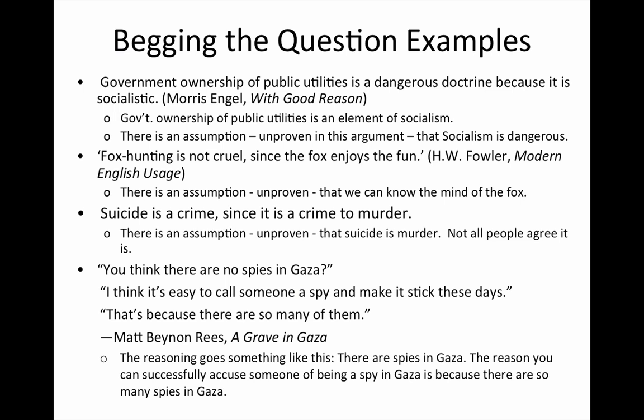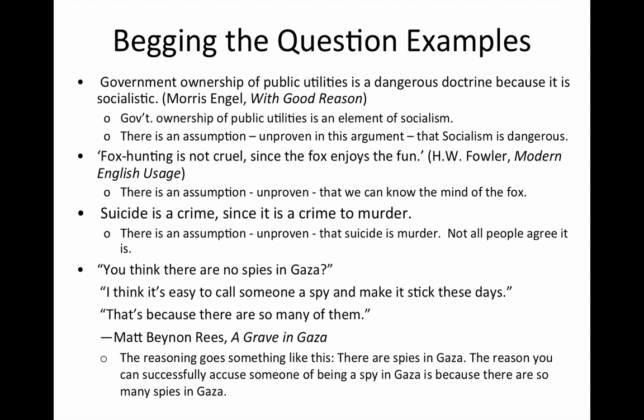So it may be the case that suicide is a crime and it is considered to be an unjustified self-killing, and an unjustified killing is murder. But the assumption that suicide is murder is unstated and is not something that everybody would obviously agree to.